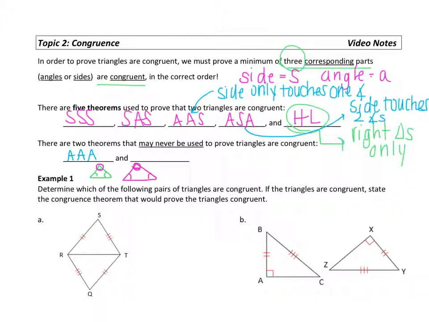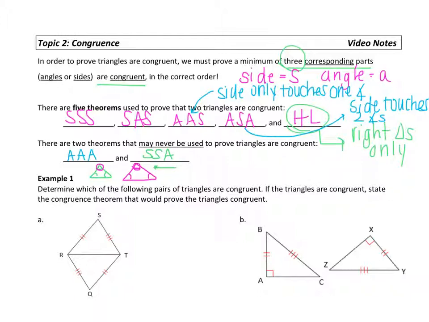The other one that we can never use is SSA. If you look at that word and you read it backwards, you get a bad word. And so the trick to remembering that you can never use it is that it's a bad word spelled backwards. And there's actually a mathematical reason behind this, but we can get into that at a later point.